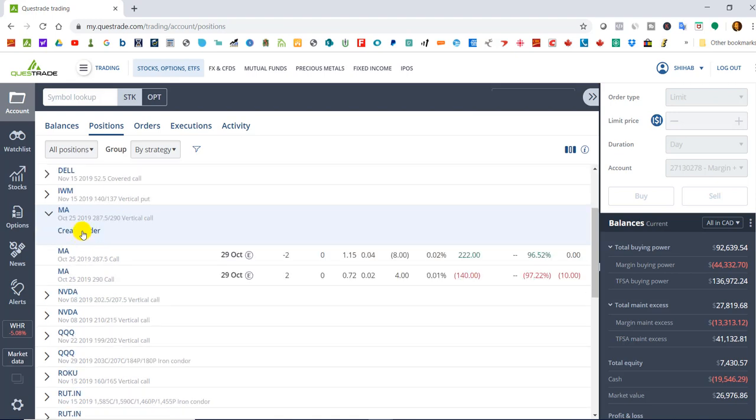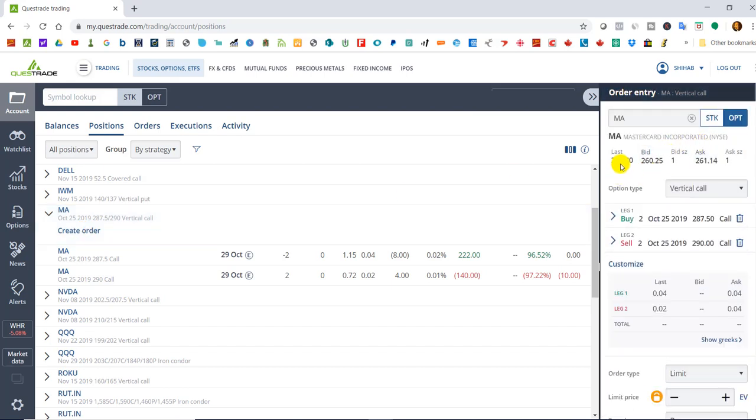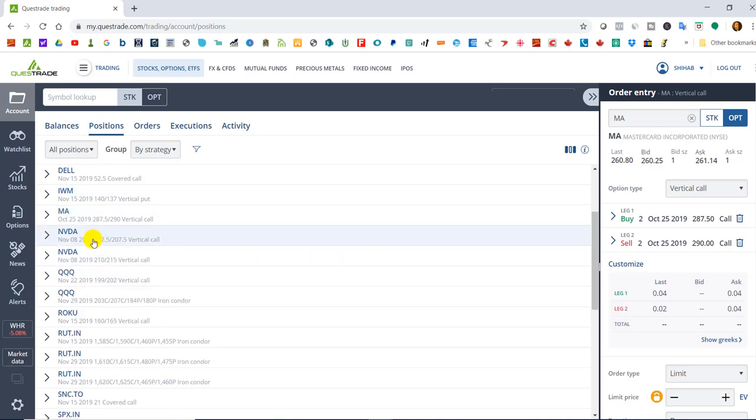So MasterCard, this call credit spread that I had that expires this week, looks like it's going to do well. It's going to expire worthless. MasterCard dropped from 270 to 260. So it dropped 10 points from Friday. And I was actually worried about it going to 287. And it went the other direction. Now for sure, this one's going to expire worthless. MasterCard's not going to move up 27 points in 2 days. So I have nothing to do with this. I'm going to let it expire worthless.